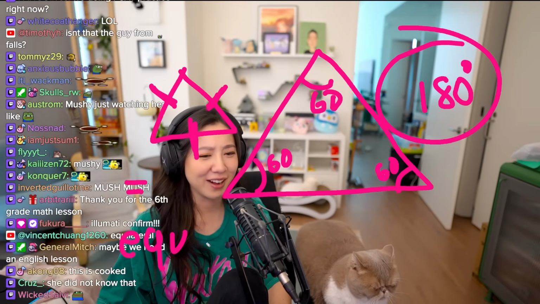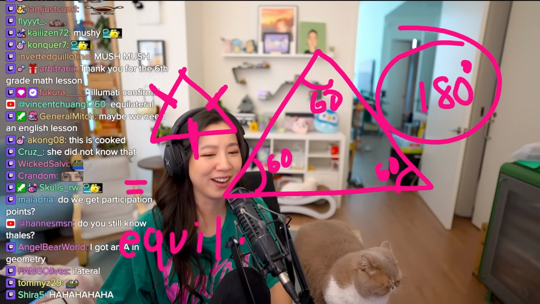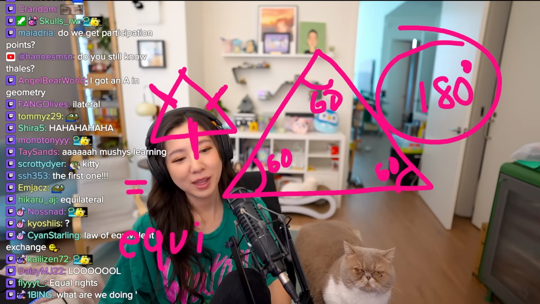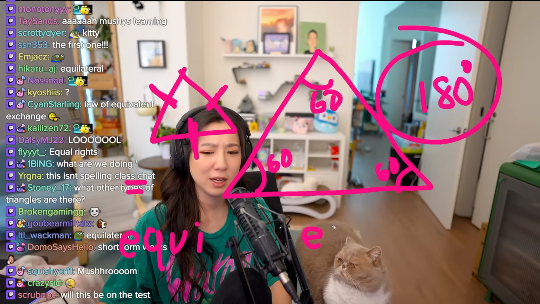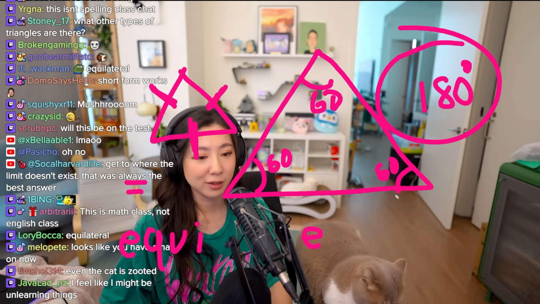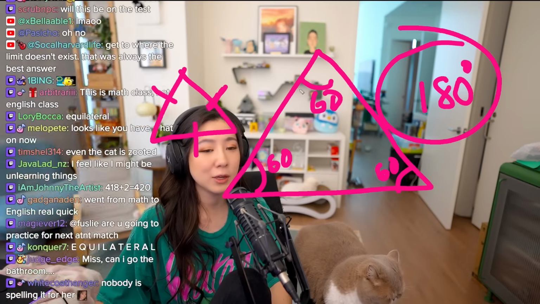Equilateral? I actually had it right the first time. I think it's equilateral. It's an equilateral triangle, okay? That's weird. Why is there an I in there? Shouldn't it be like equilateral? Because like equal? Whatever. Okay, so that's confusing. So that's an equilateral triangle.